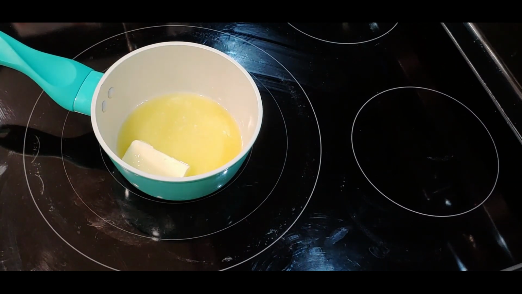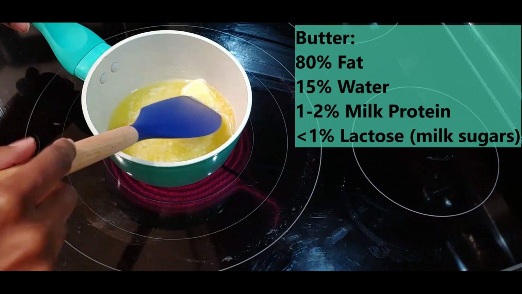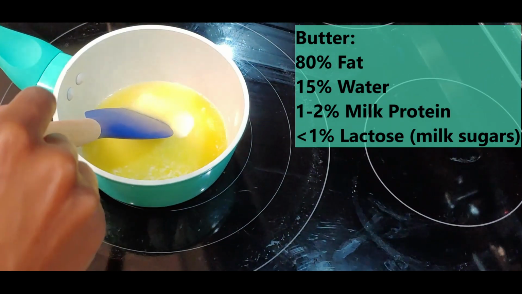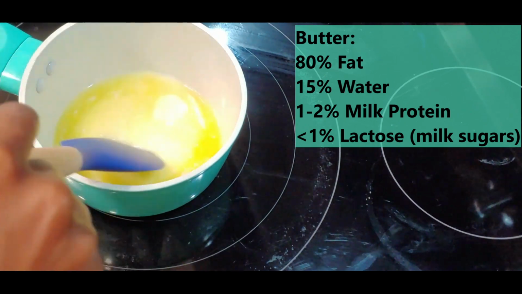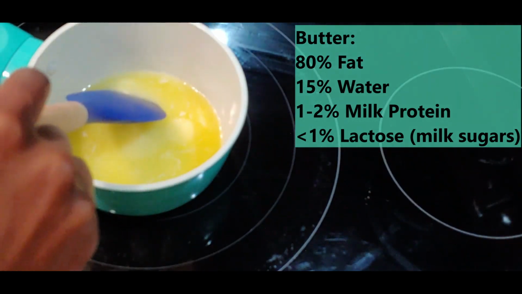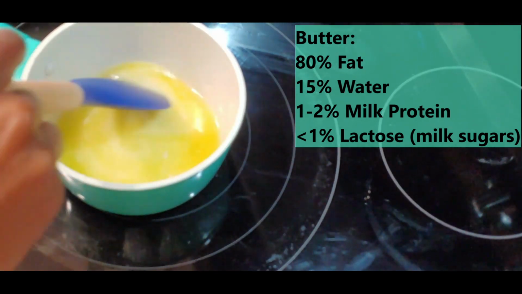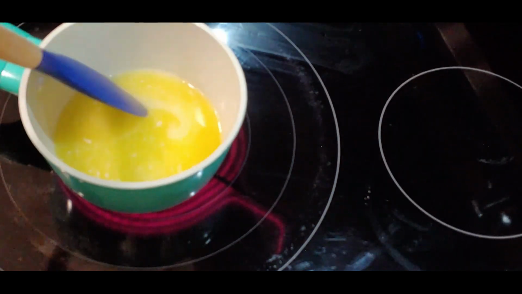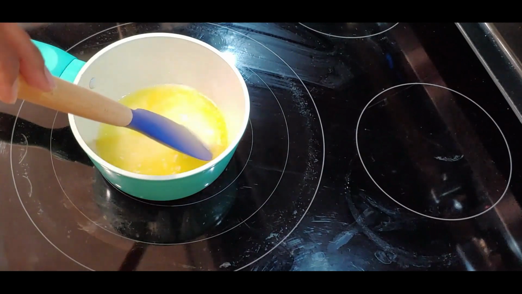For some background, butter is made up of about 80% fat, 15% water, 1 to 2% milk proteins, and a very small percentage of lactose, which is milk sugar. This is important to know because you want to understand what's happening during this browning process.